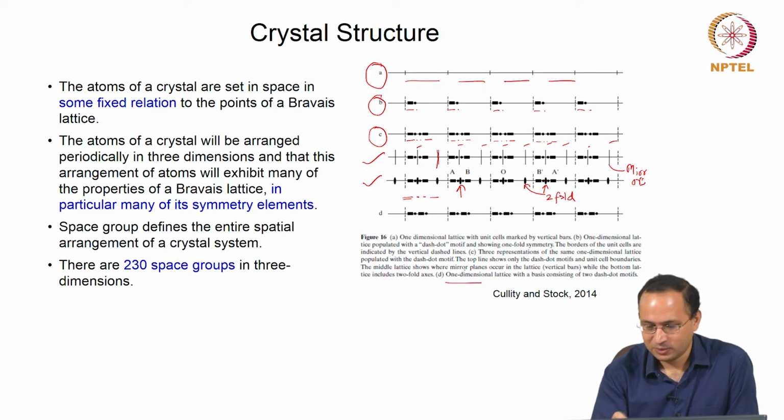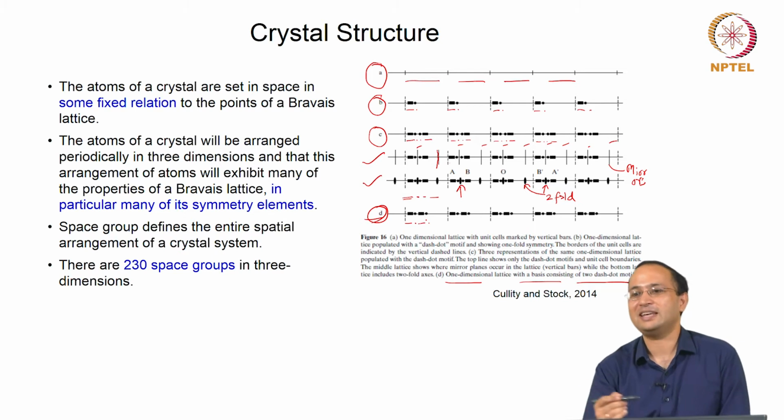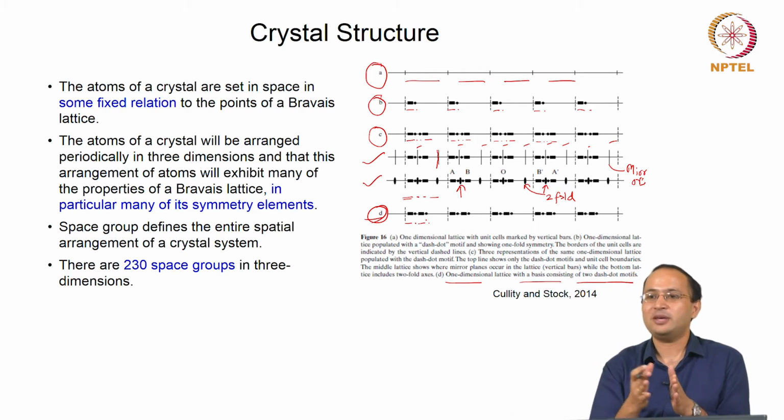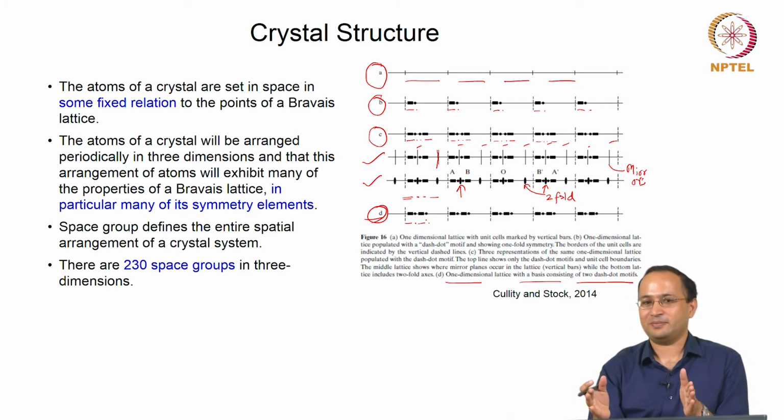And the last one, the D, in the D what we see, one dimensional lattice again with a basis consisting of two dash dot motifs. See, basis is also motif, right, basis is basically the repeating feature. So you have dash dot dash dot, this is the feature which is getting repeated. See, in crystal what you have, periodicity, right.